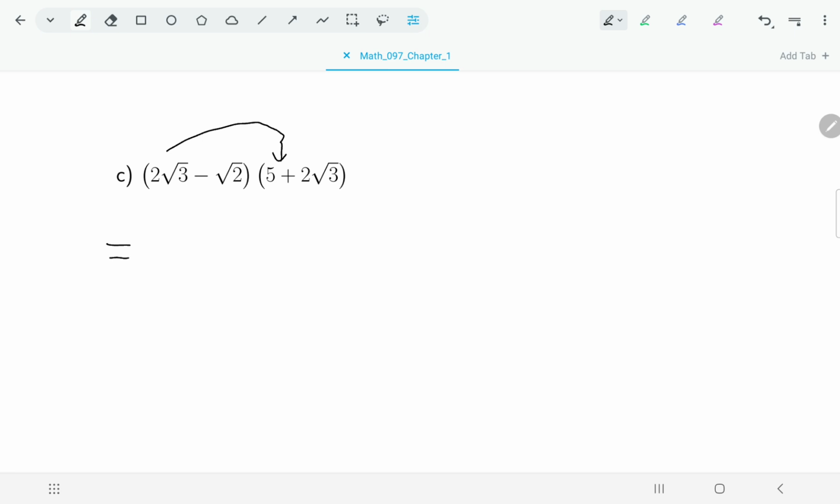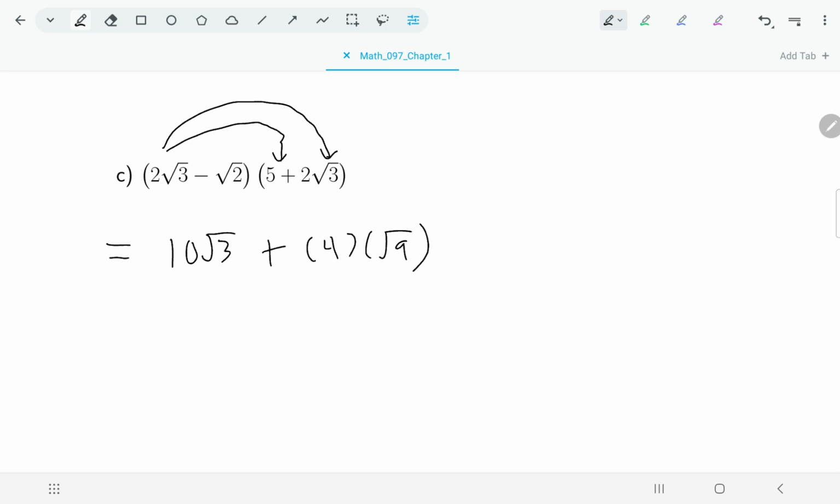And when I do that, I'll multiply the whole number parts together. 2 times 5 is 10. And I have only a single root, the root of 3, so root of 3. When I multiply 2 root of 3 times 2 root of 3, I'll have 2 times 2, which is 4, and I'll have root of 3 times root of 3, which is root of 9.